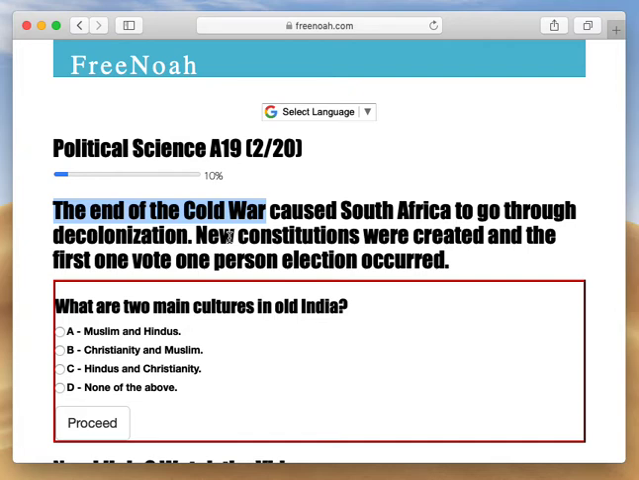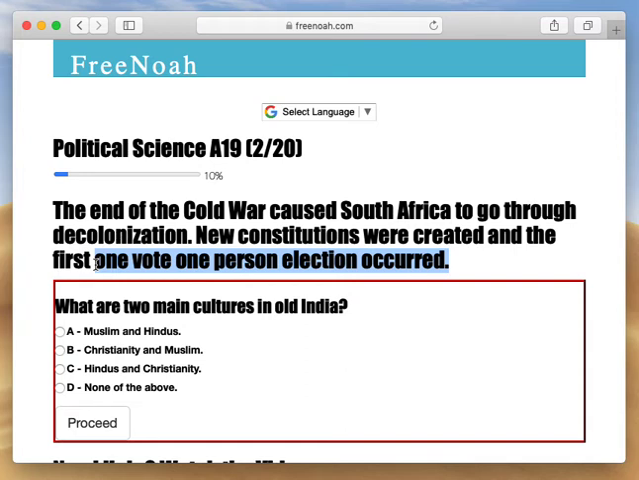So not every part of Africa attempted to destroy their neighbors or destroy themselves. You actually had some that had a pretty diplomatic, semi-peaceful decolonization, right? Especially here with some democracy going on. The first one vote, one person election occurred.